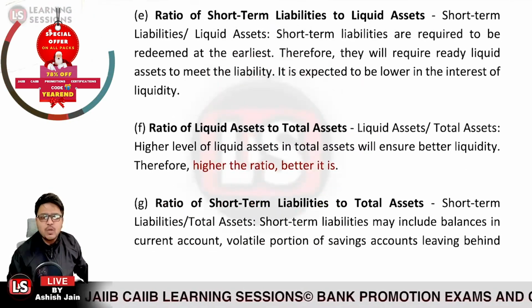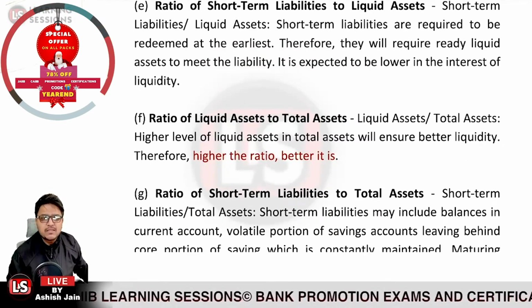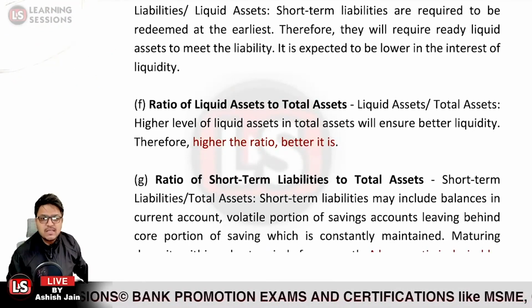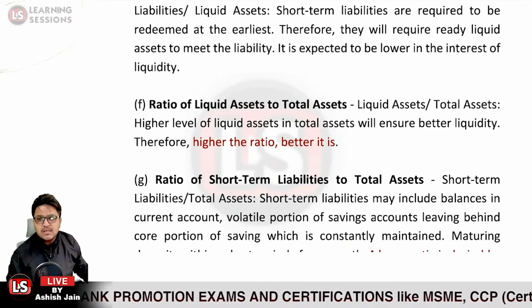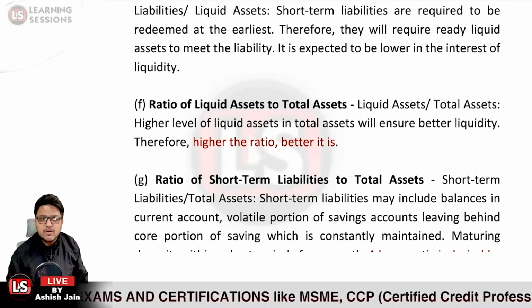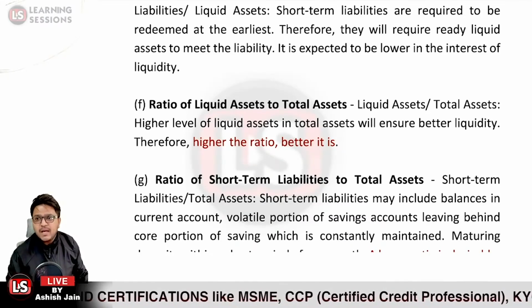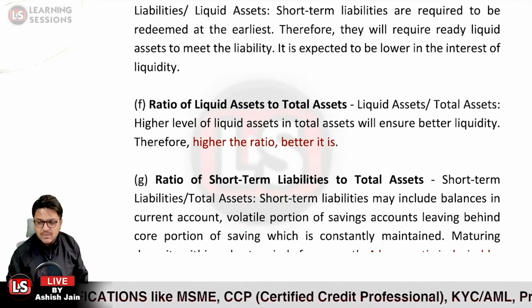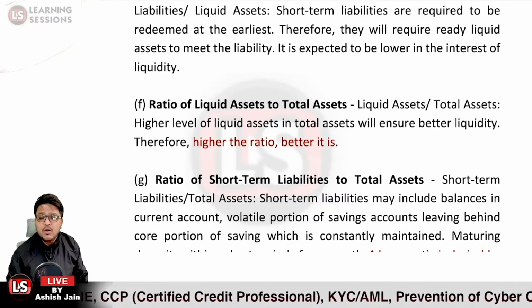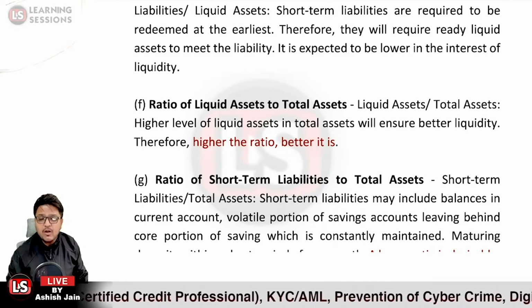Seventh one is the ratio of short-term liabilities to the total assets. Same concept goes over there. It is related to the volatile part of the saving deposits and the current account deposits, beyond the core portion. That is the volatile part, which is basically available on demand.